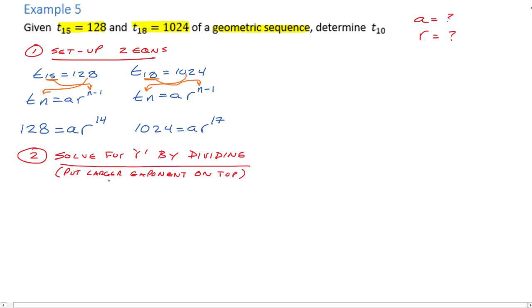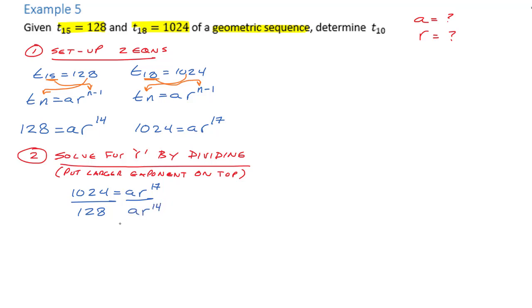So what does that look like? All right, so here we go. 1024 equals AR^17, because the 17 is the bigger exponent, divided by the smaller one, 128 equals AR^14. Now, let's divide. Again, I put the bigger exponent on top. So when we divide the 1024 and the 128, that's easy. We get 8.